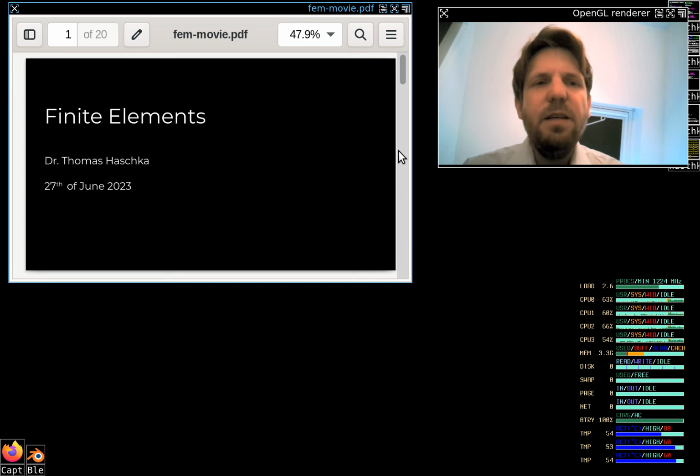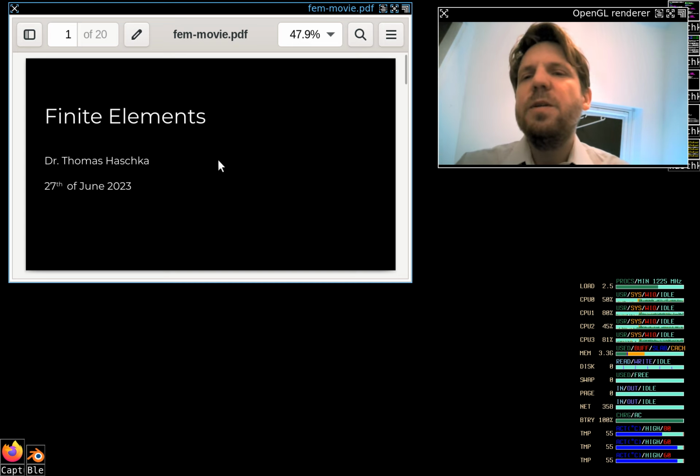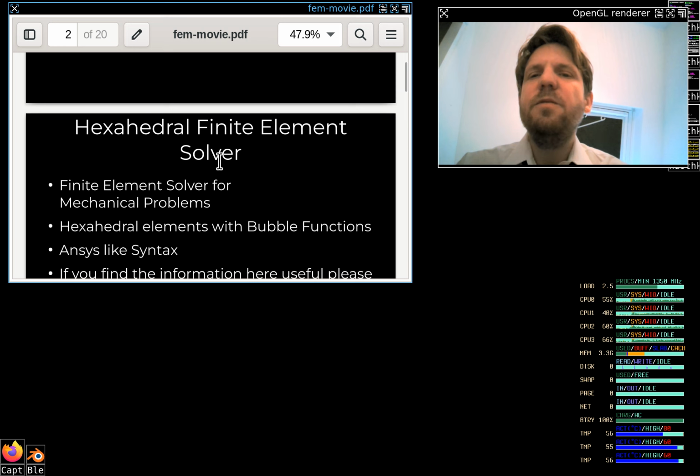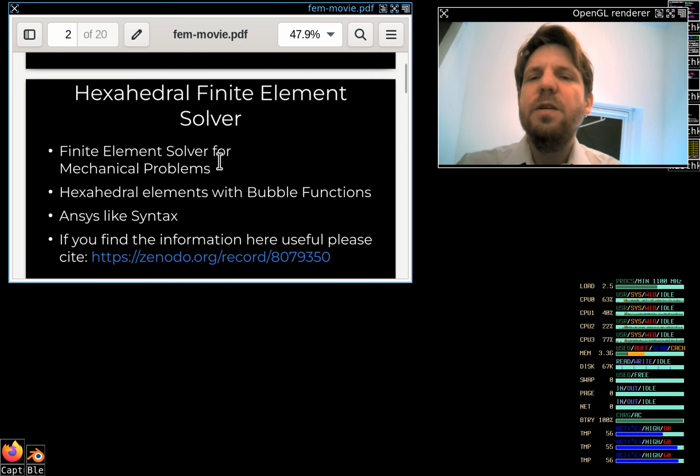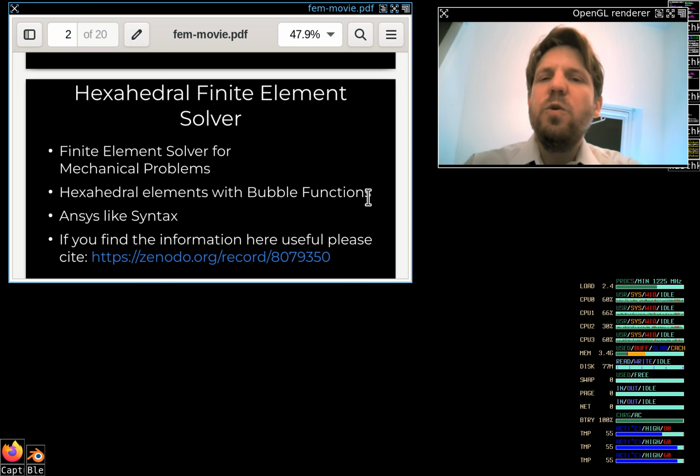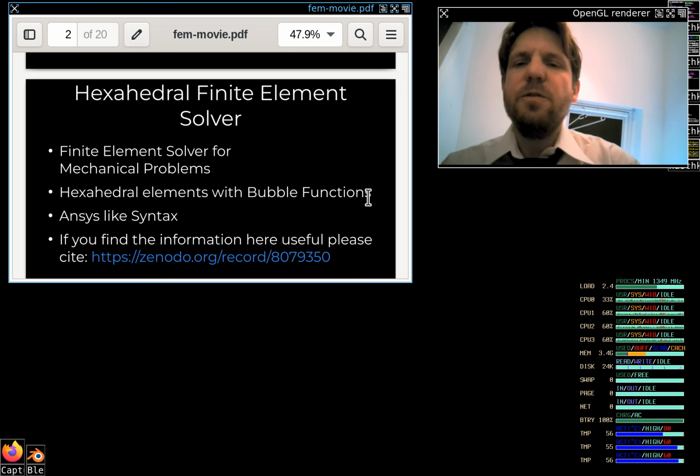So hello everybody, and tonight we will talk about finite elements. Basically what I want to talk about here is a little finite element solver that I've written once, which implements hexahedral elements with bubble functions. So basically it re-implements the basic element that ANSYS uses if you don't specify a specific element for static calculations.